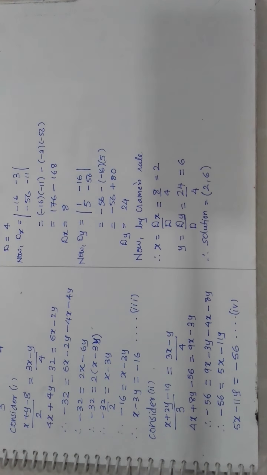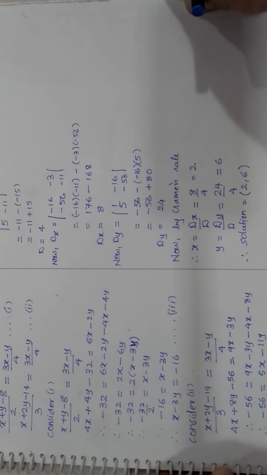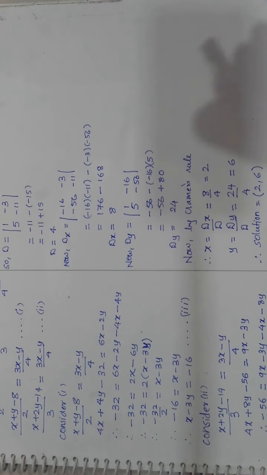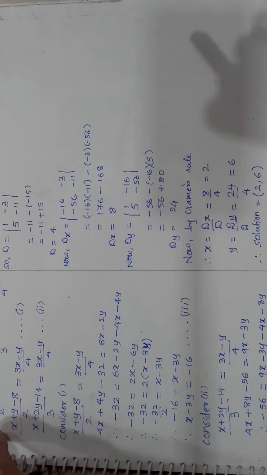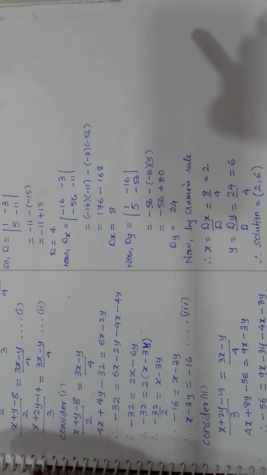Now you can put these values in the equation and check. The equation over here is x plus y minus 8. So x being 2, y being 6, 2 plus 6 is how much? 8. 8 minus 8 is 0.